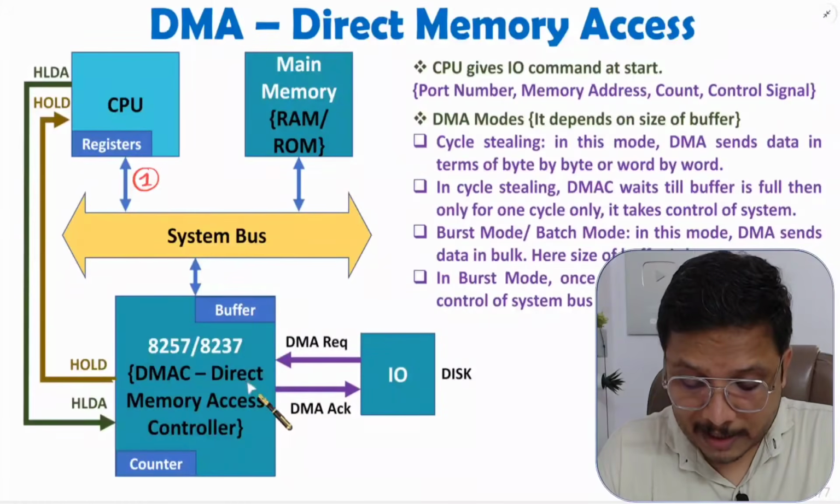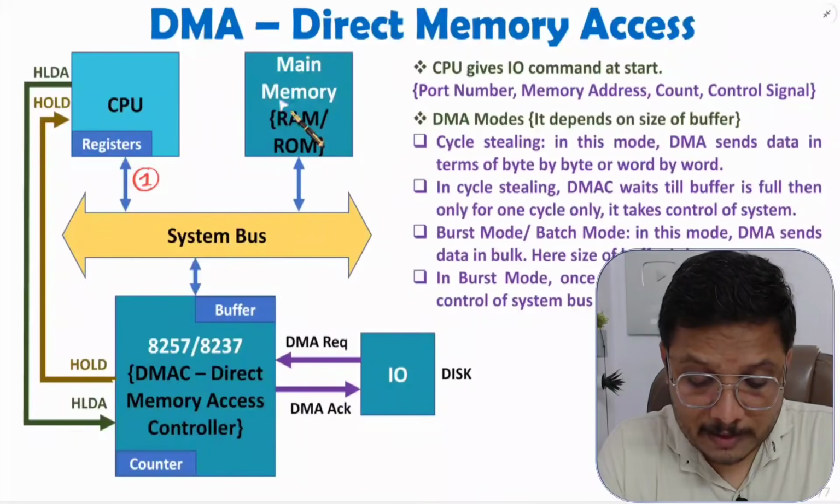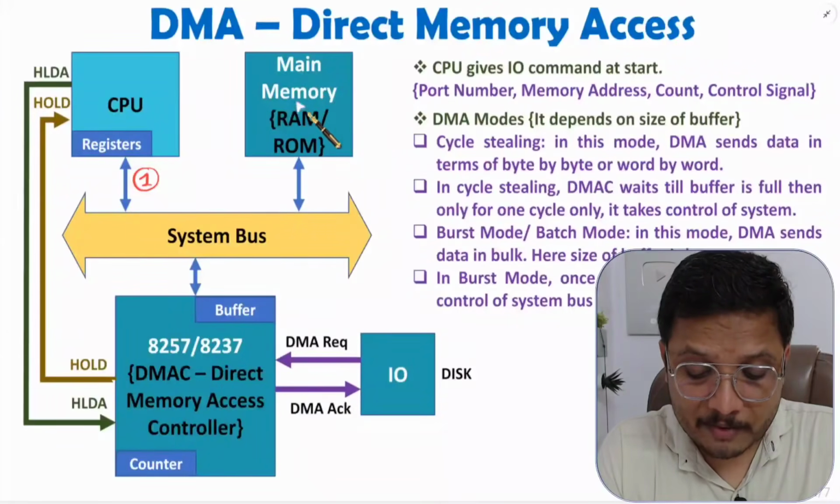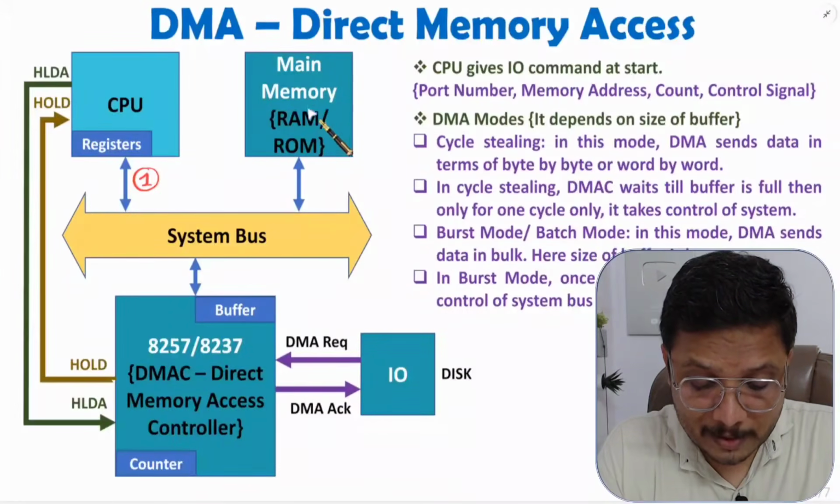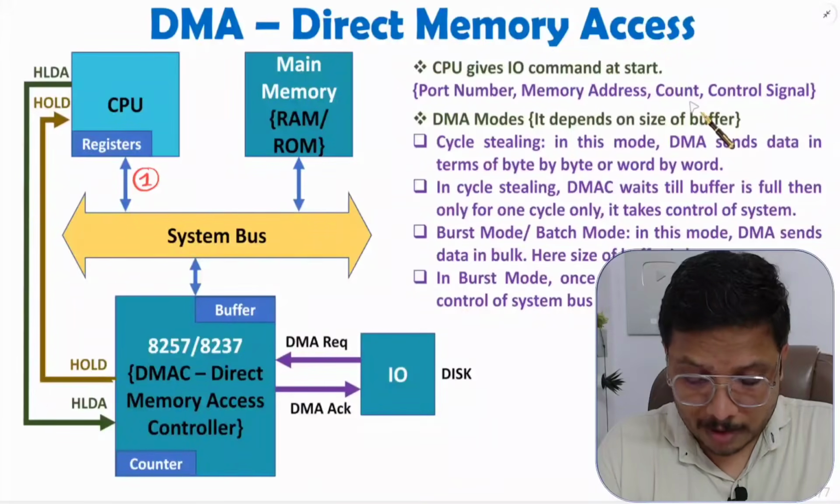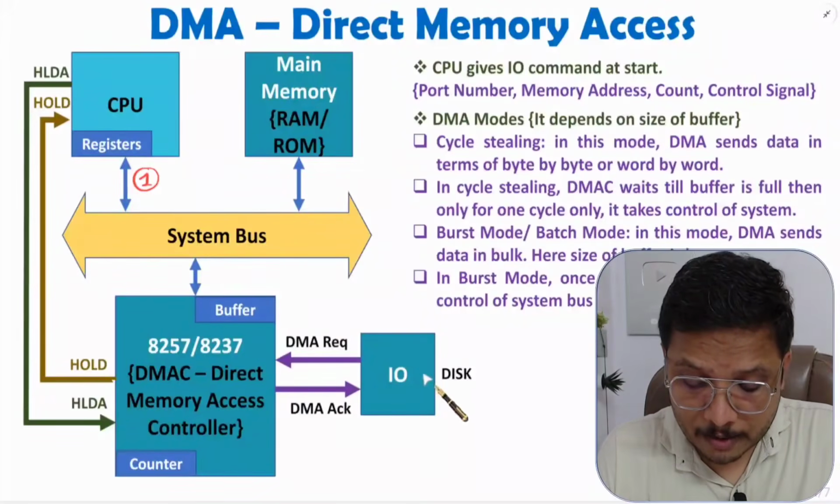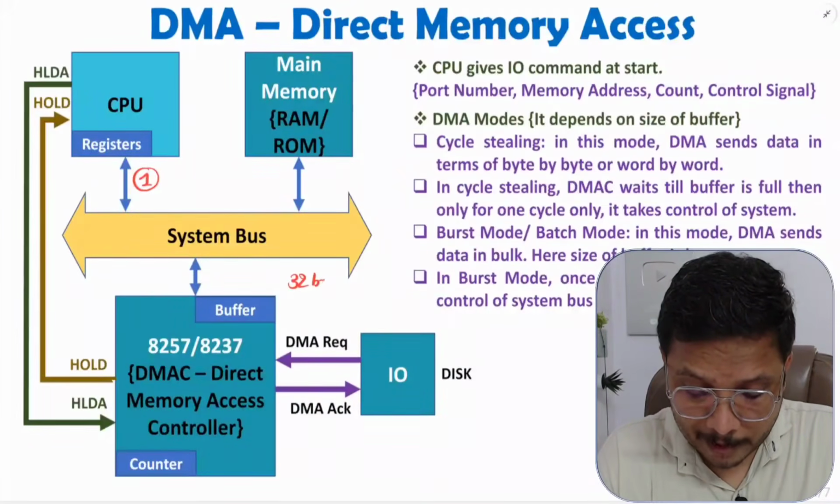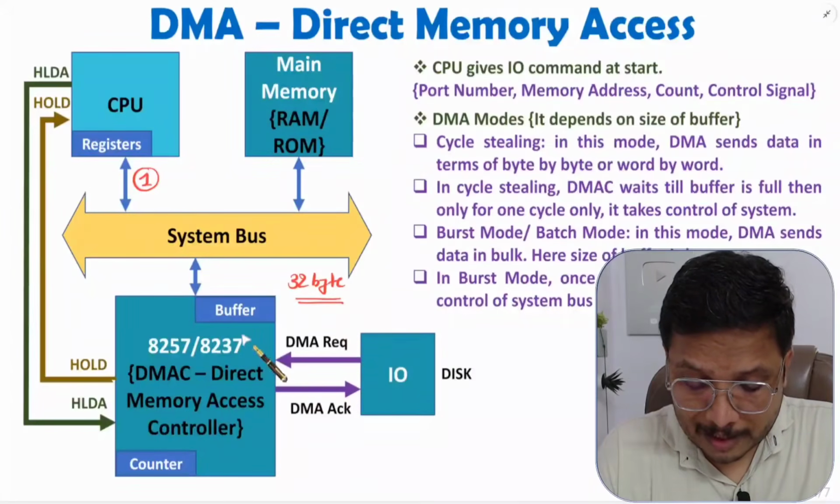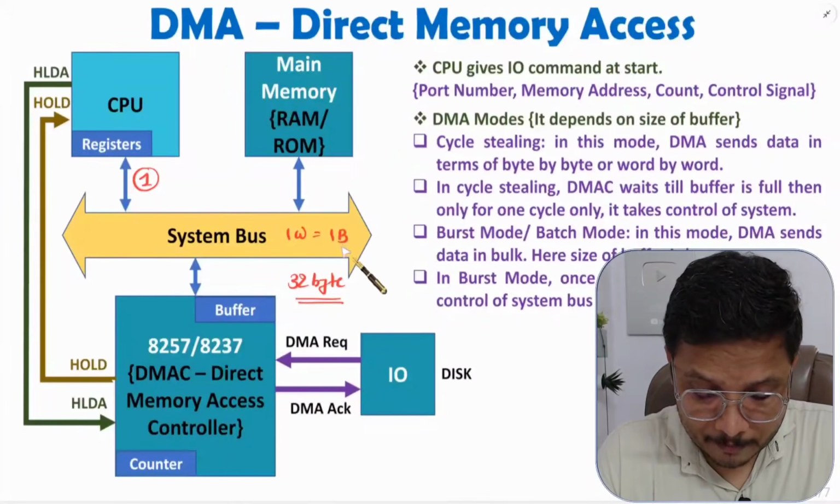So what is our agenda here? Our agenda is to transfer data from disk to main memory. Inside main memory, you should have a well-defined physical address at which we are dealing with to transfer data. That memory address is also given in the IO command. The third essential information will be count. What is the meaning of count? Let us try to understand that. For example, the CPU says you can transfer 32 bytes of data. Let us consider here one word size equals 1 byte.